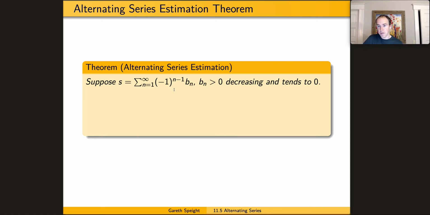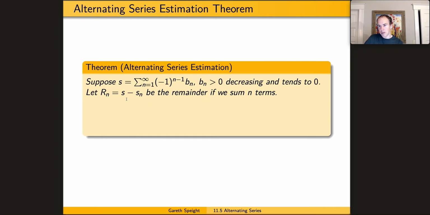So let's suppose we have a series which is alternating, and it satisfies the conditions of the alternating series test. So the positive part is decreasing and tends to 0. So this series converges by the alternating series test. And let's suppose that we add n terms to get an estimate for the sum. So that's Sn. And we want to know how good an estimate that is. That means we want to know how big the error is.